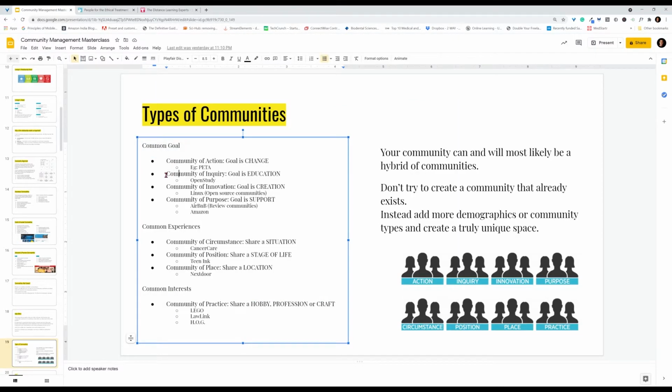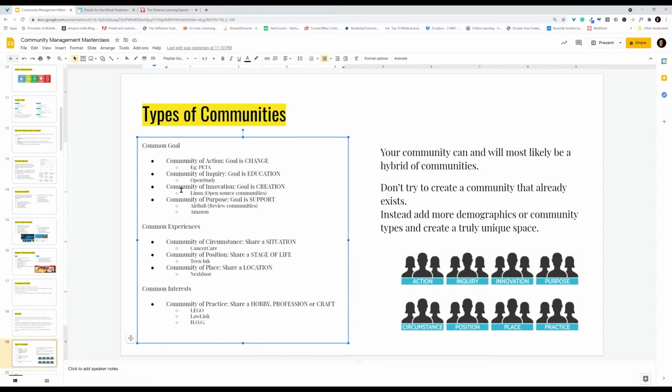The next example is a community of inquiry, where the goal is education. We have so many examples of communities of inquiry, where the goal is education. Open Study, Avalon Meta, they're all examples of this. The next one is community of innovation, right, where the goal is creation, where like-minded, smart individuals come together and build something. Open source communities are wonderful examples of communities of innovation.